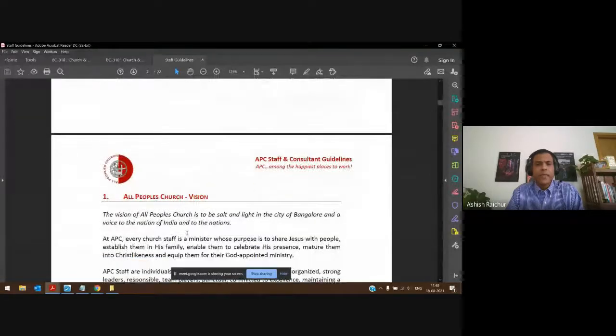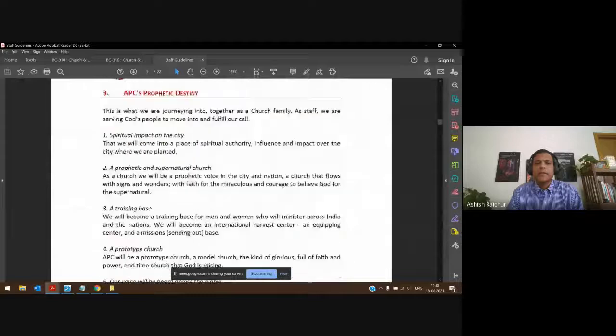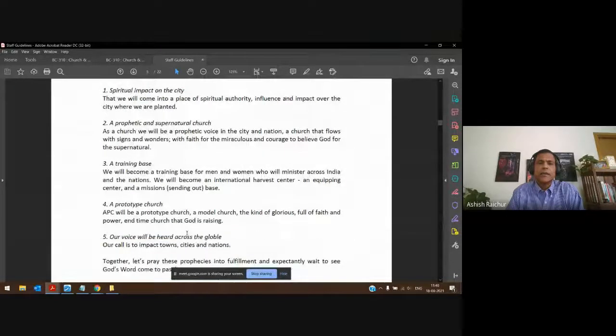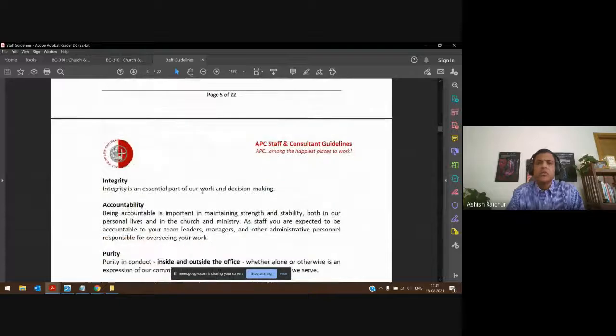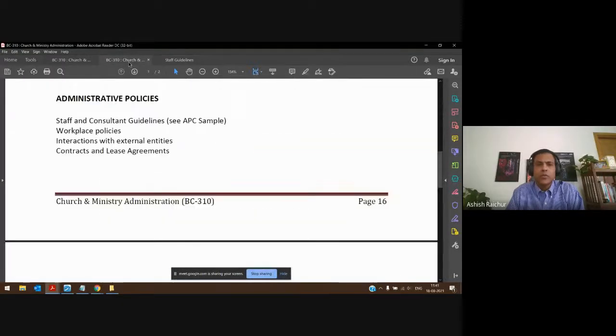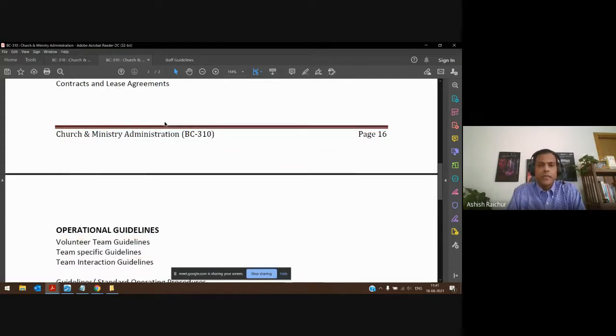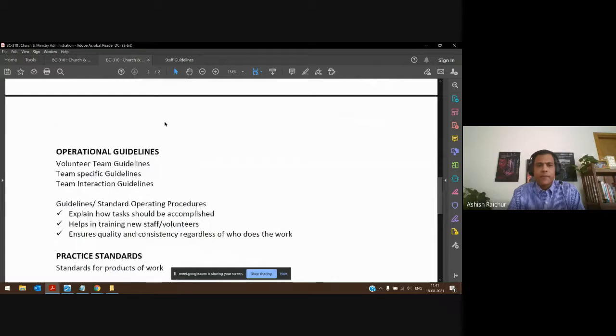And I'm not going to read the document. I'm just giving this as an example to show that all of this has been documented and it's given to somebody who comes to join the church or the organization. It's a staff and consultant guideline. So we put it down so that they are very clear that when you come to work here, this is how we all work together. These are our policies. These are some of the things that guide us when we make decisions.